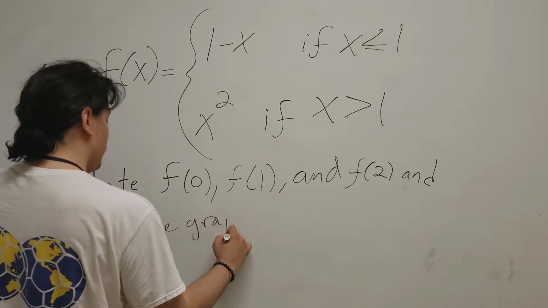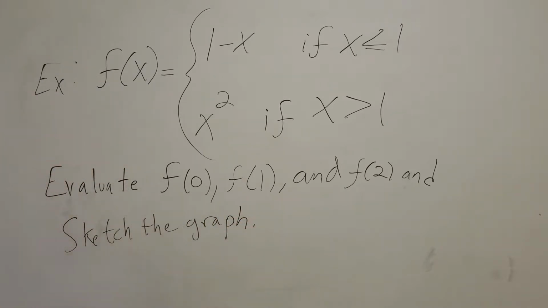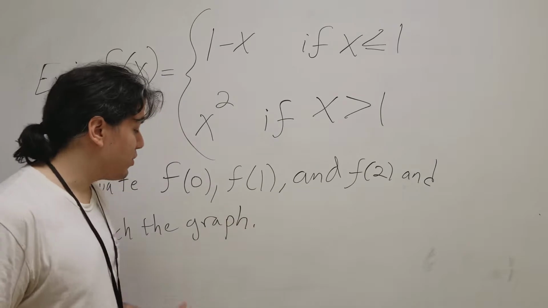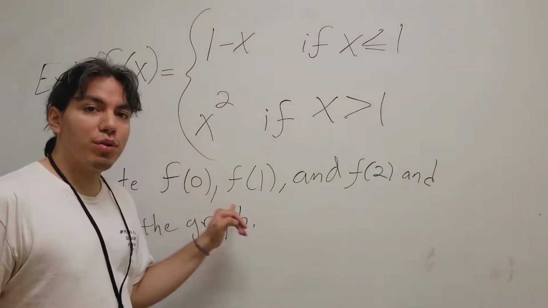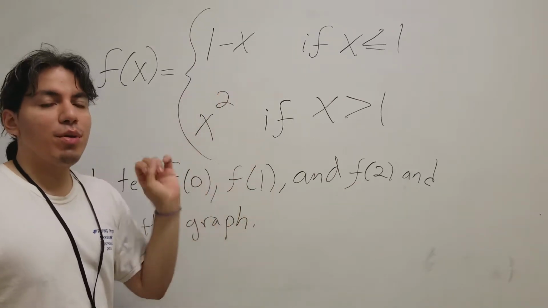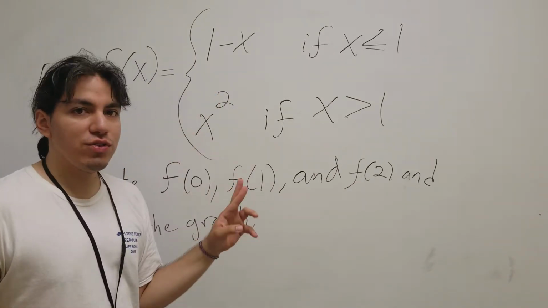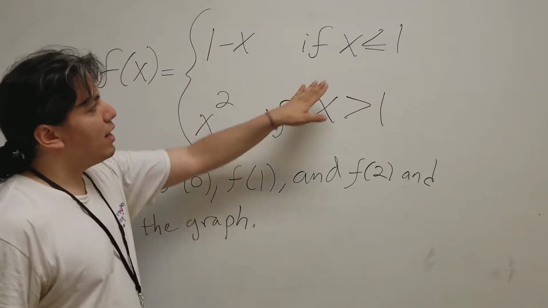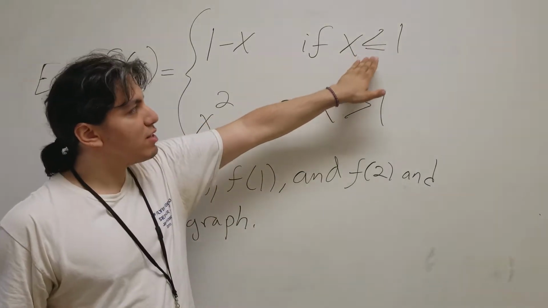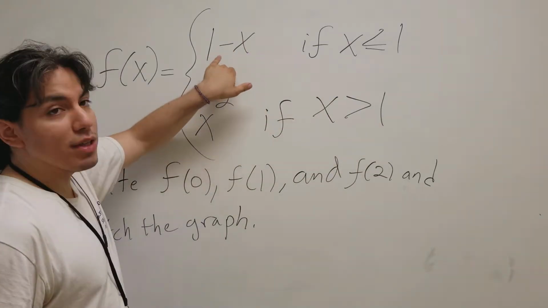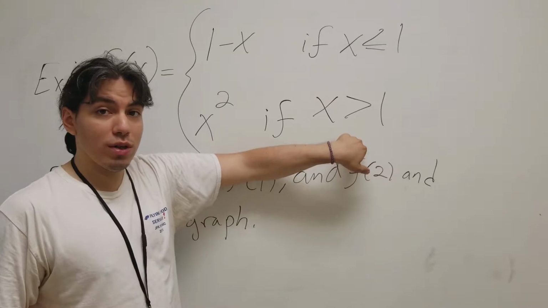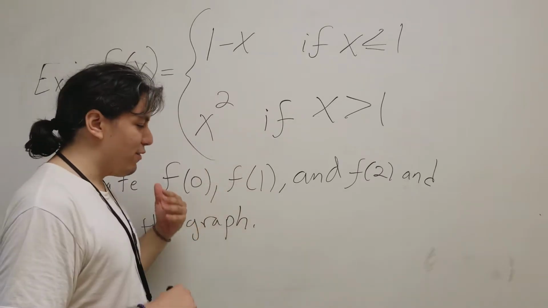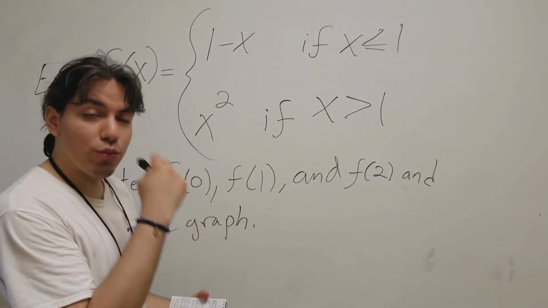the graph. All right, so let's understand something here first. When the question is asking us to evaluate f of 0, f of 1, f of 2, and sketch the graph, these are your inputs that you're going to chuck at this machine. But there are two specific machines going on. If x is less than or equal to 1, like 0 and 1, you use this function. If x is strictly greater than 1, like 2, 3, 4, you use this function. It's giving you the exact instructions for what you need to do.